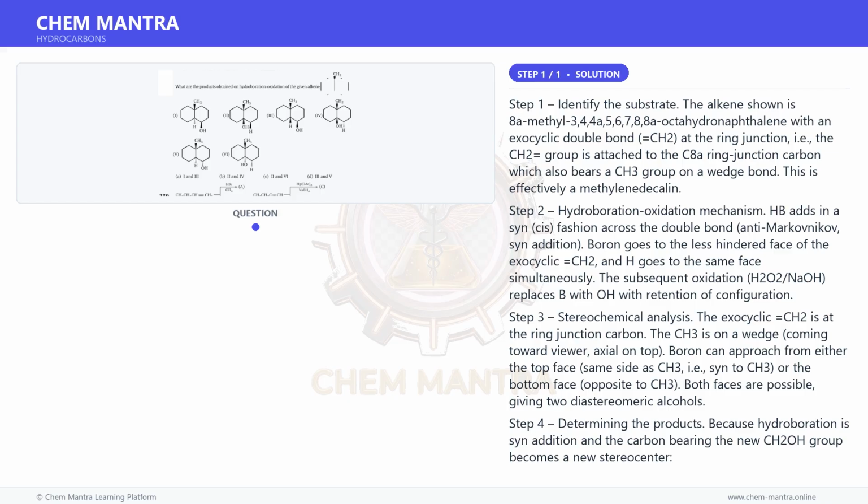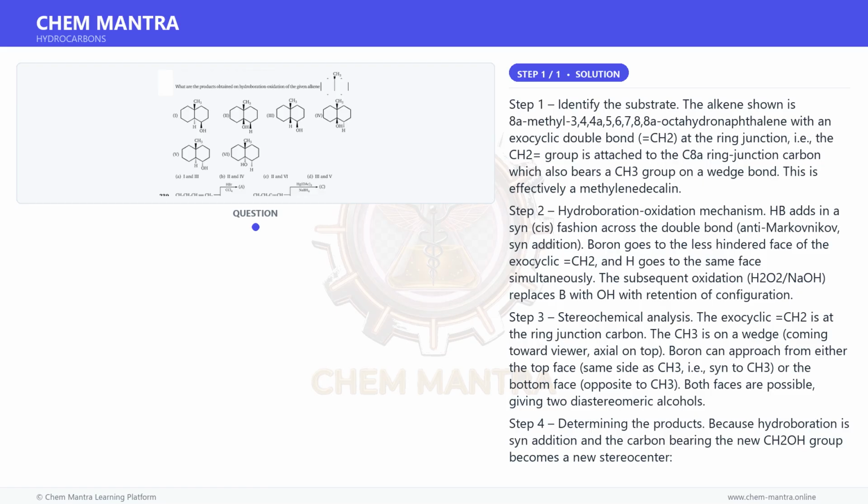The alkene shown is 8a-methyl-3,4,4a,5,6,7,8,8a-octahydronaphthalene with an exocyclic double bond, =CH2, at the ring junction, i.e., the =CH2 group is attached to C8, a ring junction carbon which also bears a CH3 group on a wedge bond. This is effectively a methylenedecalin.